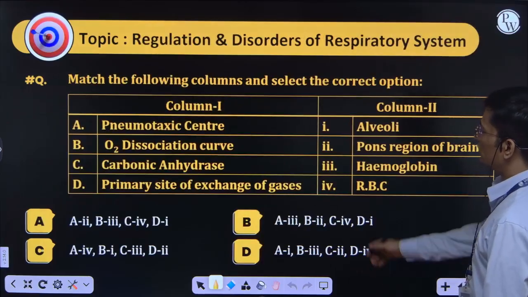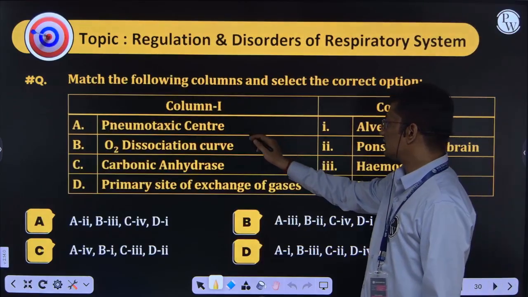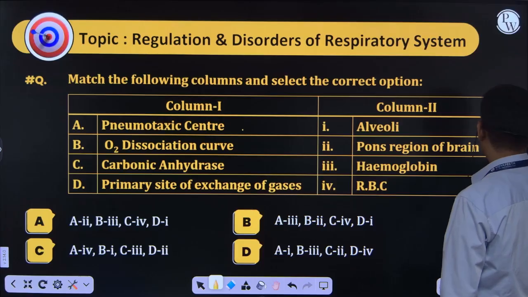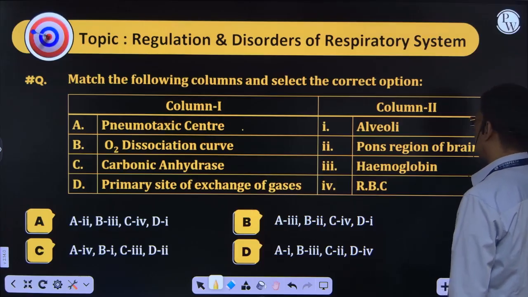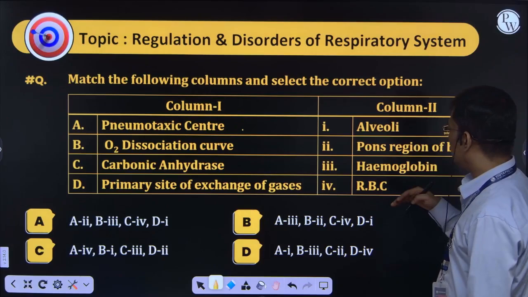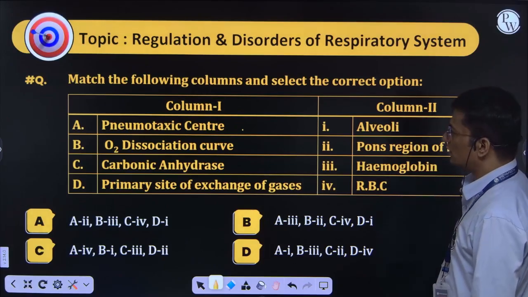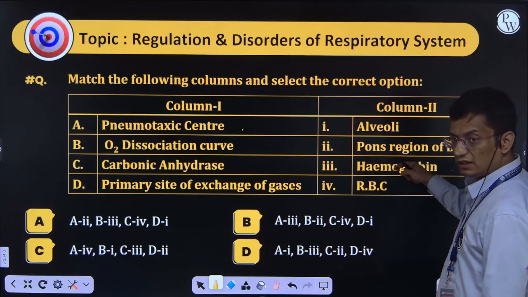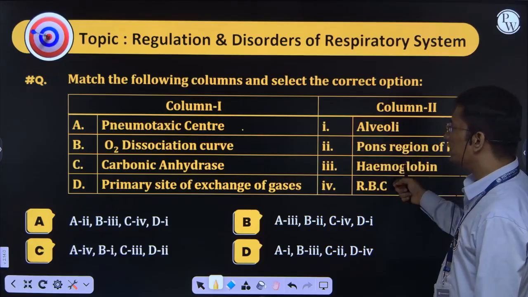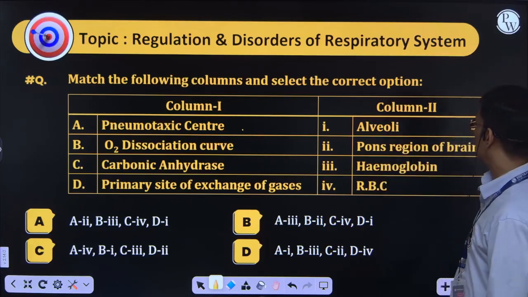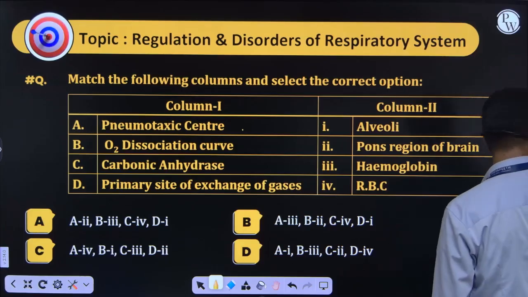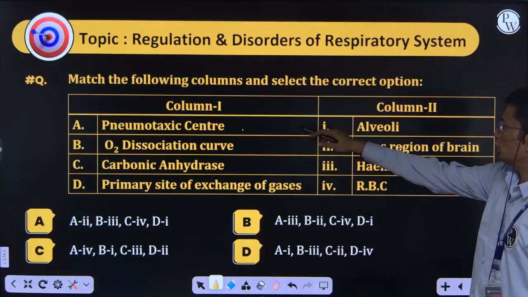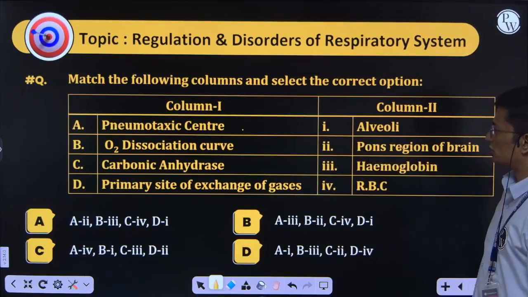Now the question related to the functions. Pneumotaxic center, where is it located? Pneumotaxic center is located in the pons region. So here it is controlling the breathing process. How is it controlling? The pons can increase the breathing rate by reducing the duration of inhalation. So reducing the duration of inhalation and increasing the breathing rate, that's a function of the pons. So the pneumotaxic center is located in the pons.